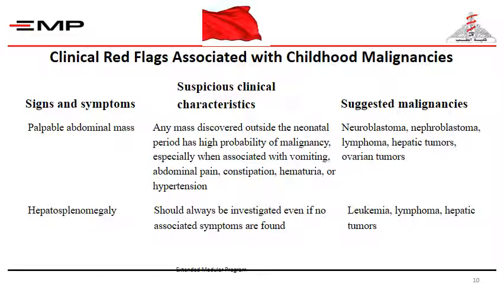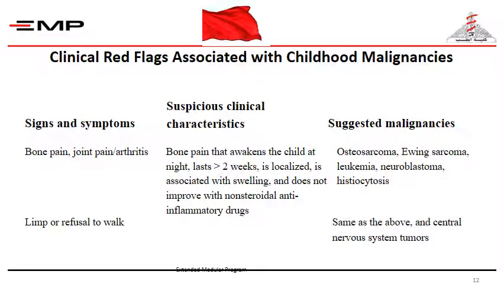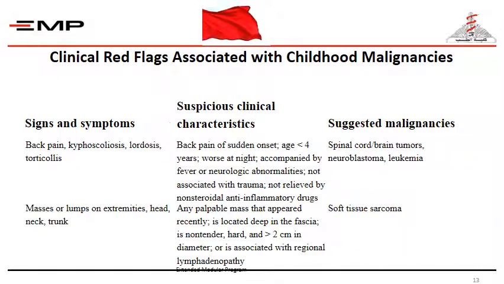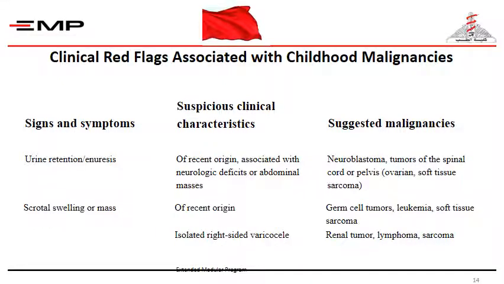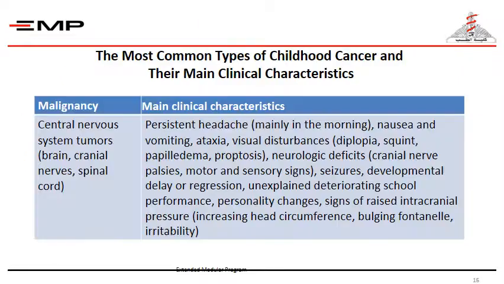Similarly, a patient who is presenting with palpable abdominal mass or hepatosplenomegaly or vomiting, bone pain or joint pain, limping or refusal to walk, back pain or spine anomalies, masses or lumps on extremities, urine retention or enuresis, scrotal swelling or scrotal mass, gingival swelling or gingival bleeding, dermatological manifestations, especially eczema or subcutaneous nodules.